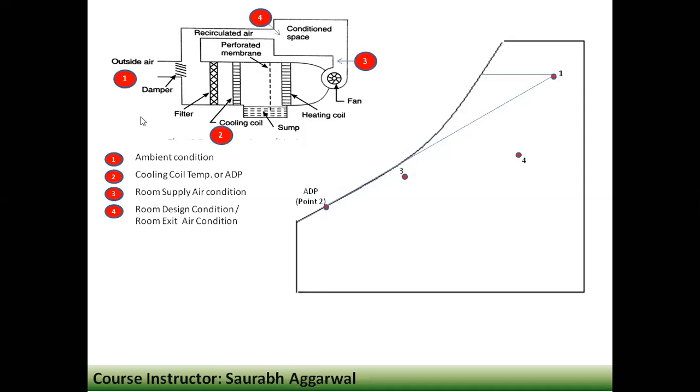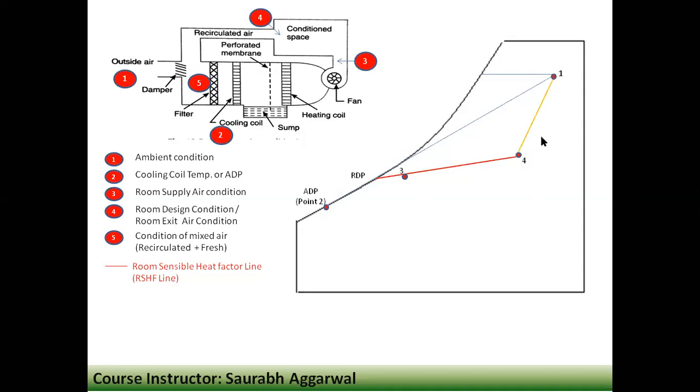So the next point is the mixed point. Now before that, if we join this point 3 and 4, we get a line which is known as the room sensible heat factor line. After that, we have a point 5 where this recirculated air and outside air get mixed in this condition, and now it flows. This point 5 lies on the psychrometric chart as a combination of 4 and 1. So if we draw a line joining point 1 and point 4, point 5 will lie somewhere over here, in the middle, in the ratio of their mixing.